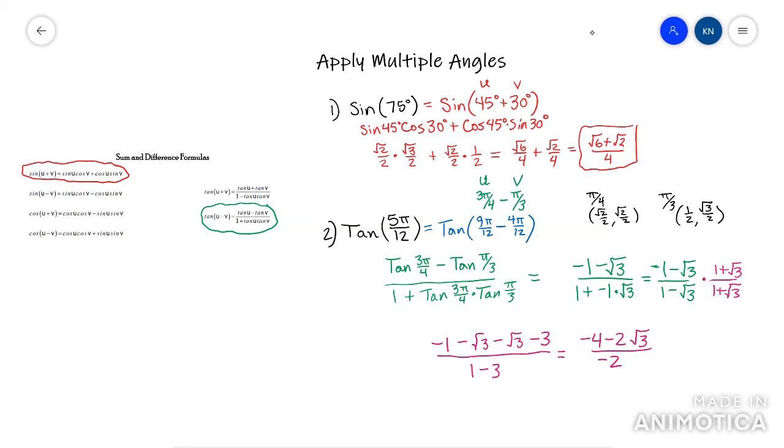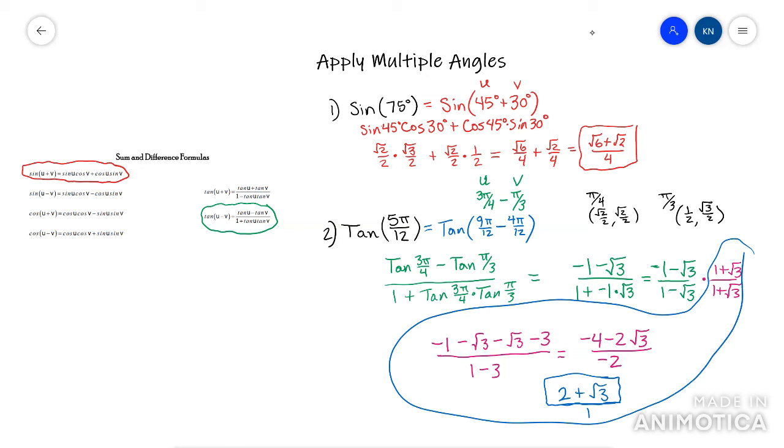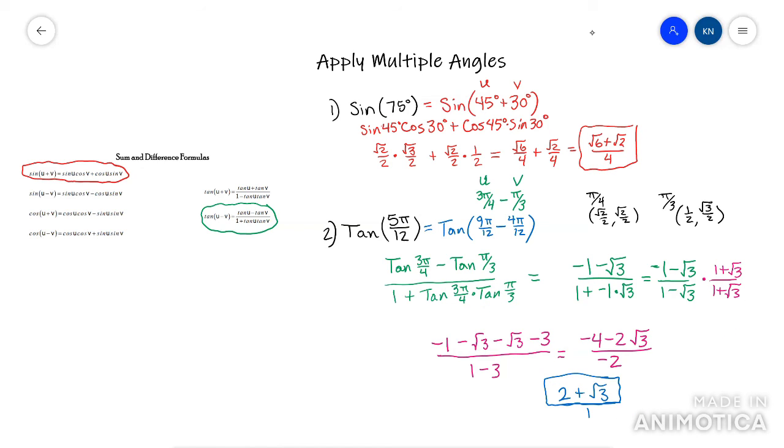Then if all of these numbers reduce, you have to reduce it. You don't touch the root, you just leave that root. I'm going to reduce them all by negative 2. So I'm going to get 2 plus root 3 over 1, or just 2 plus root 3. I hope that made sense. This all in pink is a little extra, but it's how to properly do it. So this is how you would actually apply these equations. Hope this video helped.